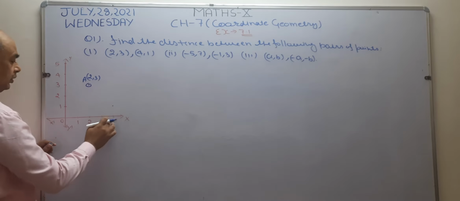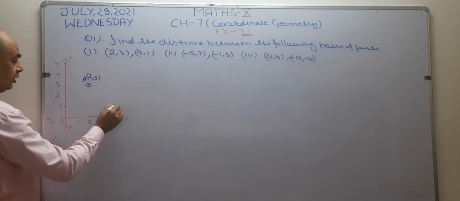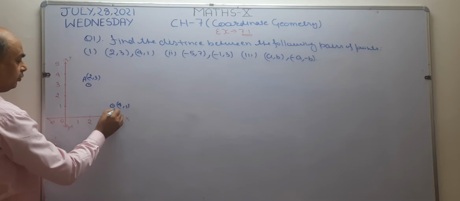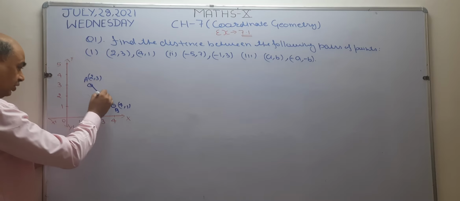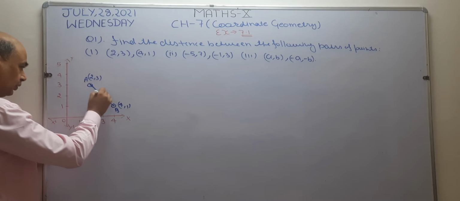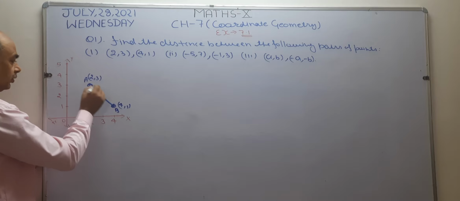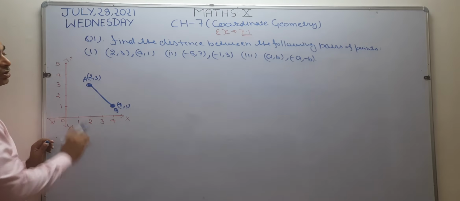Now 4, 1: x value 4 and y value 1. They meet in this point, 4, 1. So this point is known as B. Now I want to find the distance between these 2 points. How am I going to find the distance? I want to use the distance formula.